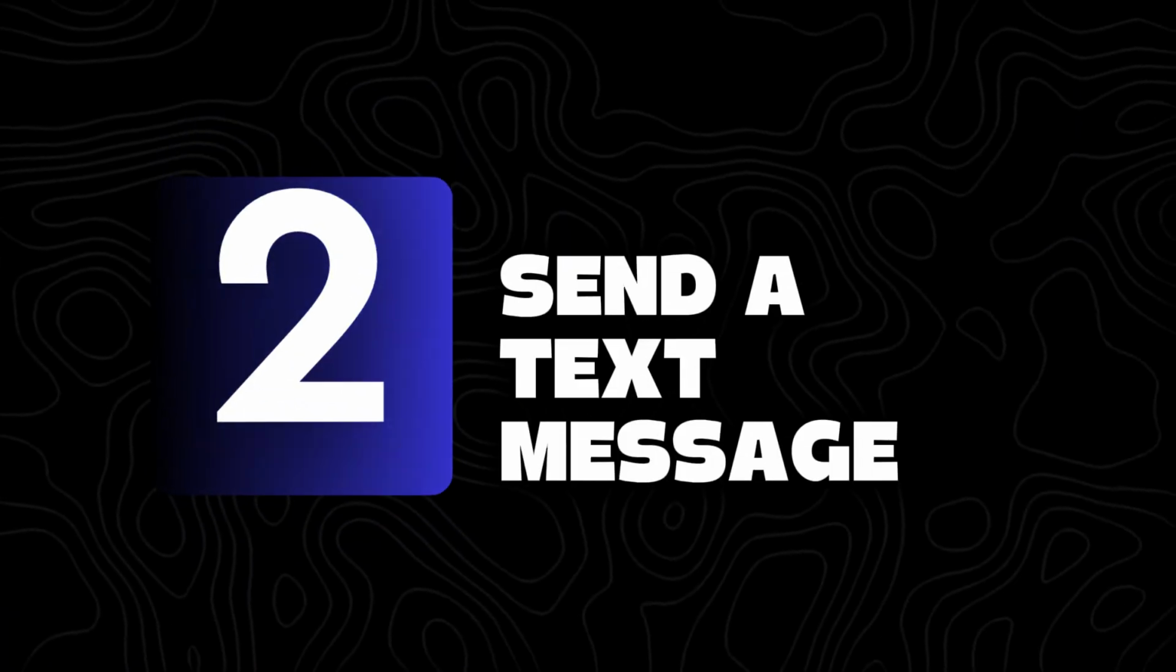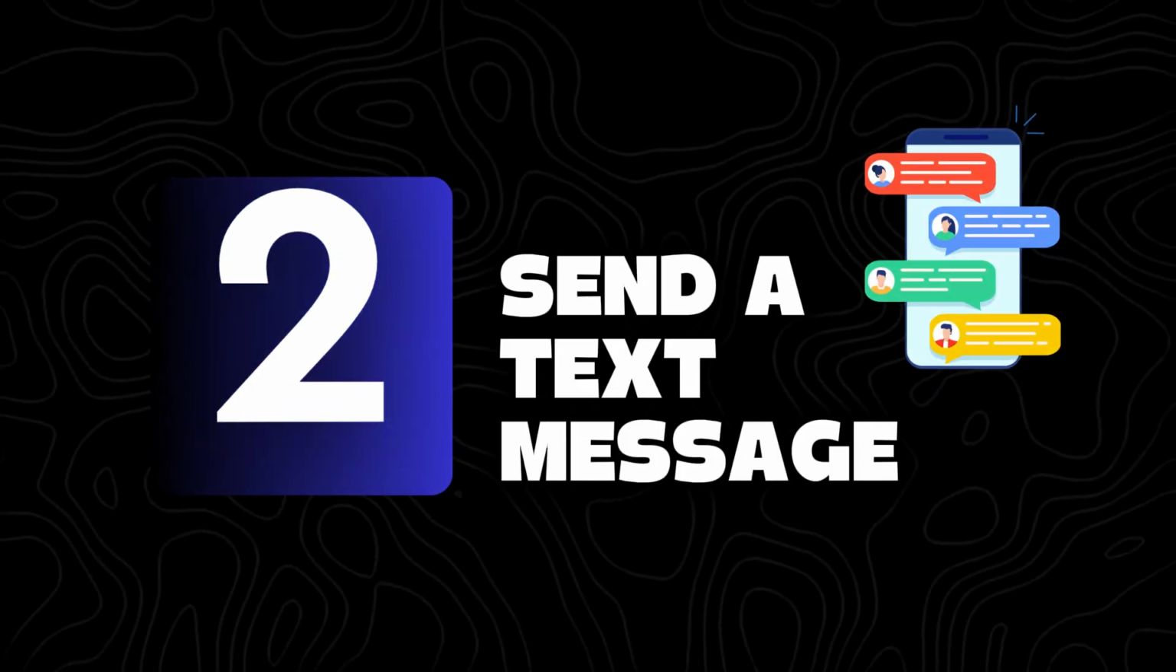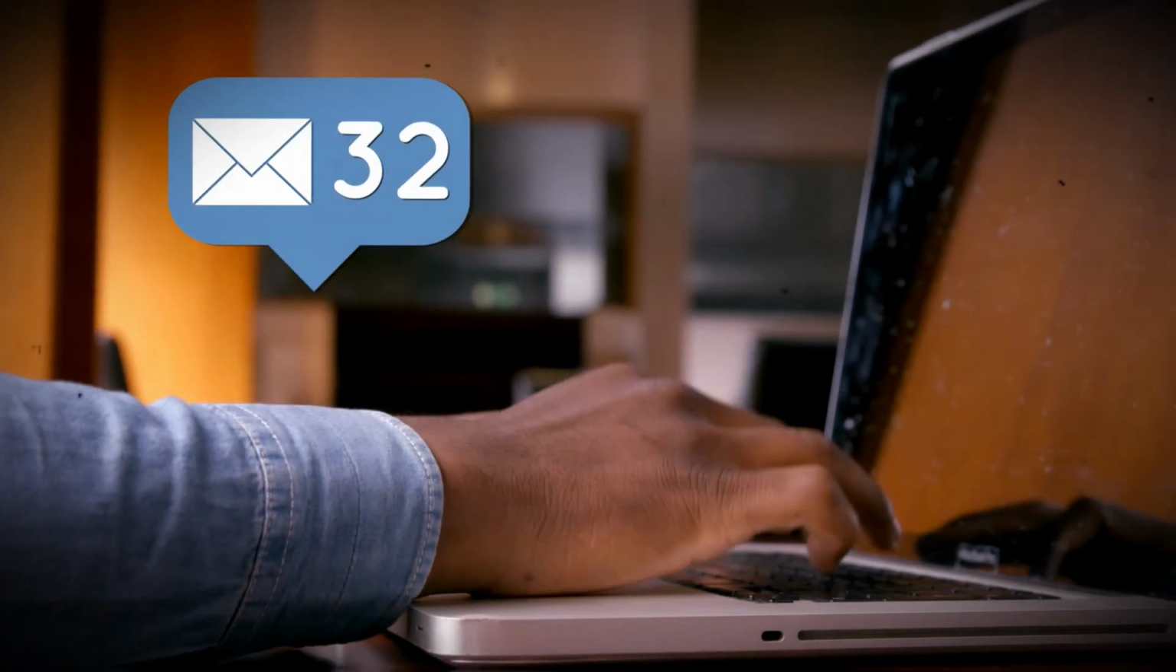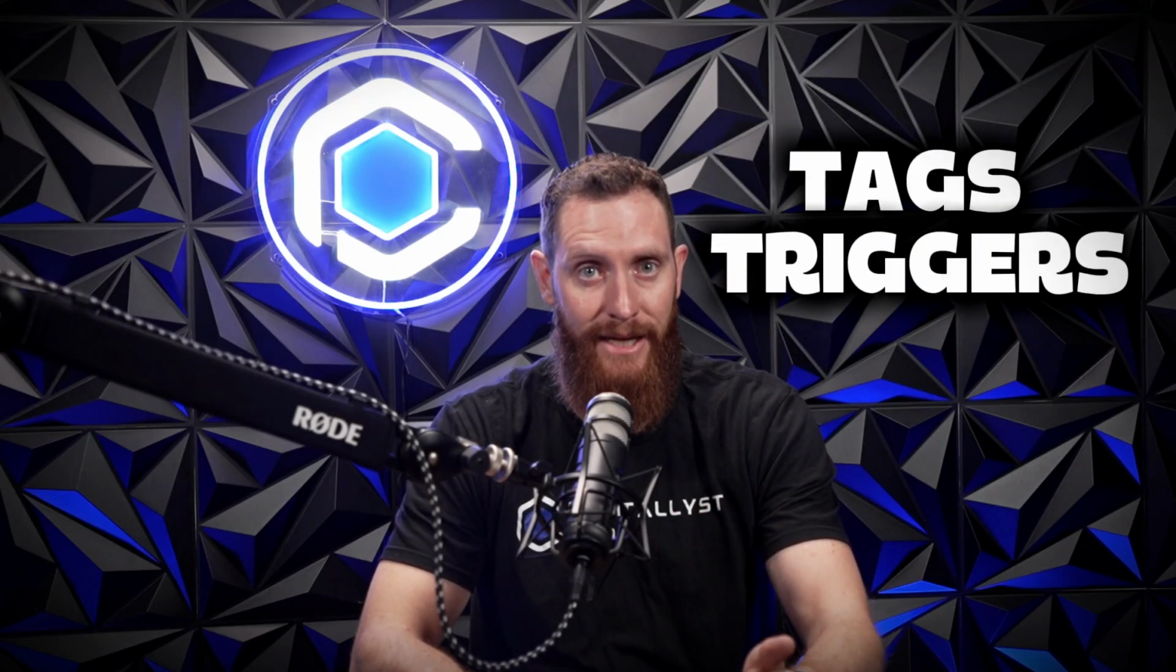Number 2, send them a text message. Let them know that you just sent them an email. We use text messaging as an accent and support to our emails. You can add a tag, a trigger to the next stage pipeline.